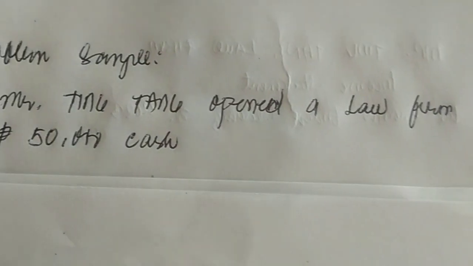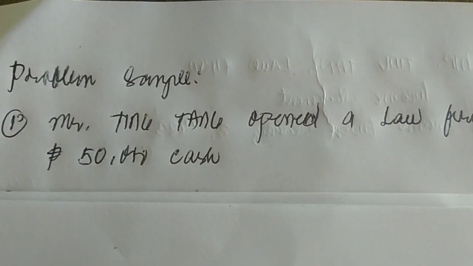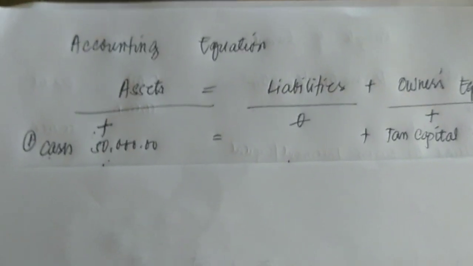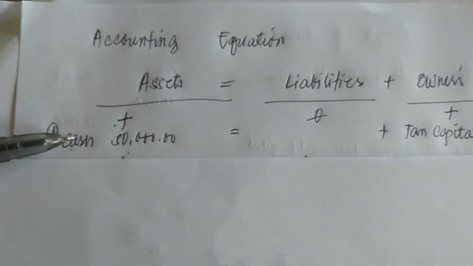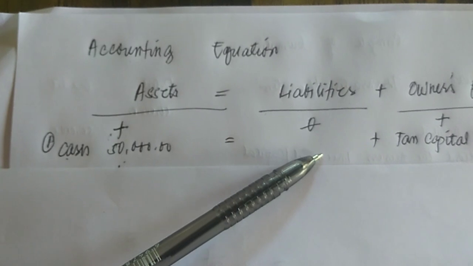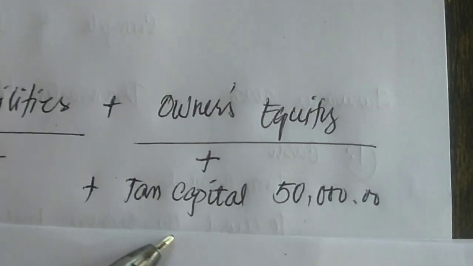Let's go. So our sample problem is: Mr. Ting Tang opened a law firm and invested 50,000 cash. So 50,000 cash is invested. The analysis is positive on asset cash, particularly 50,000 which increased. No relation to liabilities. Plus owner's equity also increased, positive, the capital, 50,000.